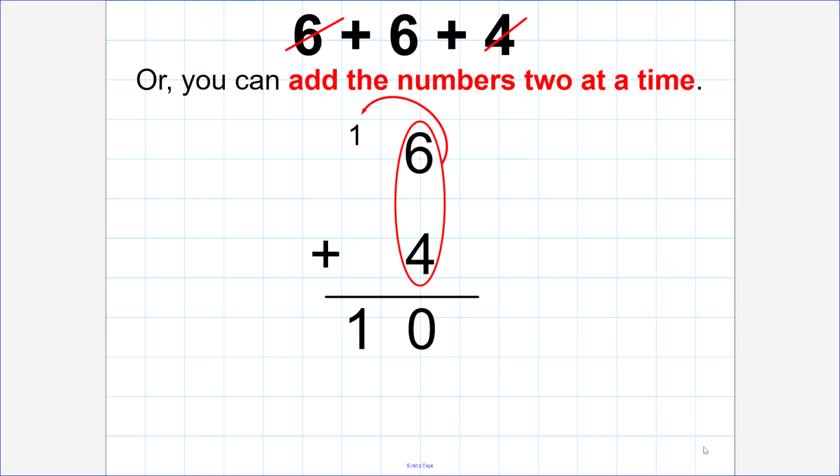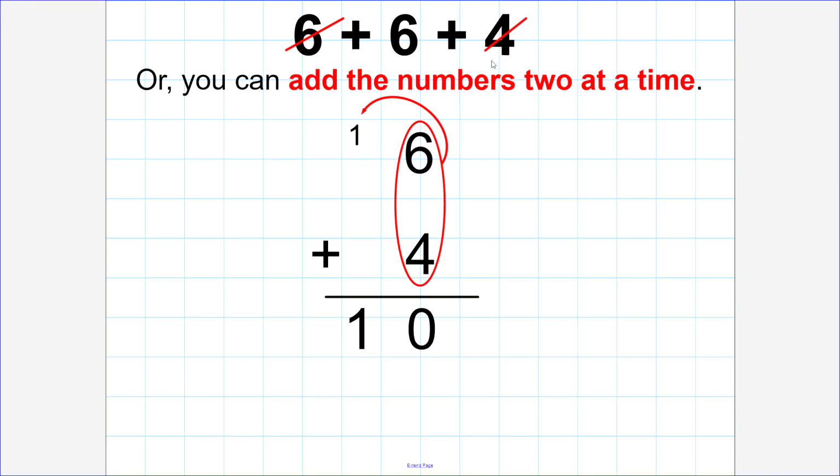Mathematicians always use the most efficient strategy for them. They also choose to do the math that is most efficient. Since I know that 6 and 4 make a 10, I'll start by adding those because 10s are very easy. You can see up here in my original problem, 6 plus 6 plus 4, I have crossed out one of the 6's and one of the 4's.